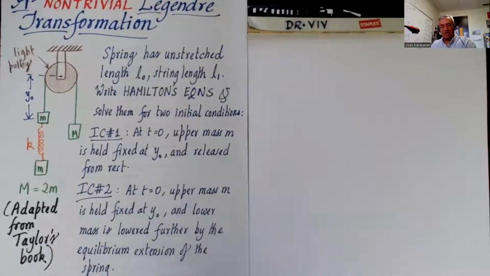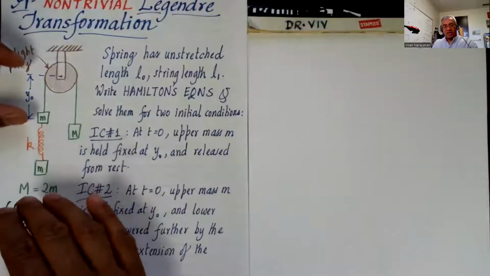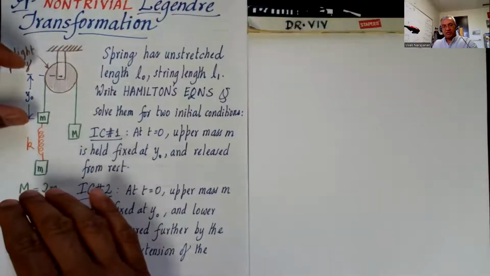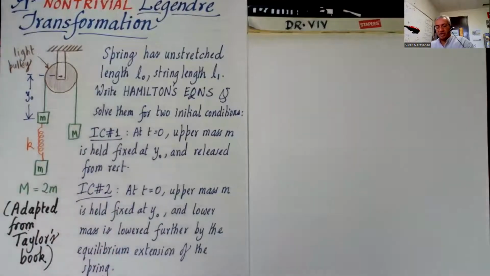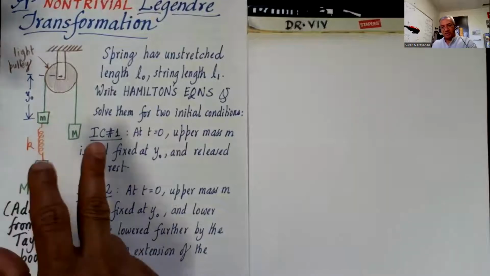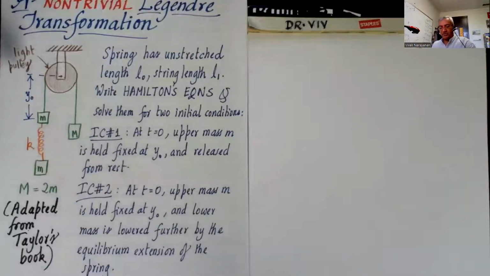Then you're asked to solve Hamilton's equations for two specific initial conditions. The first initial condition is the one where at t equals 0, you fix the upper block, you let the lower block hang and stretch the spring some, and then you release everything and see what happens. Now, by the way, since capital M is equal to 2m, you can expect some sort of balance between the two sides. So we'll look at that.